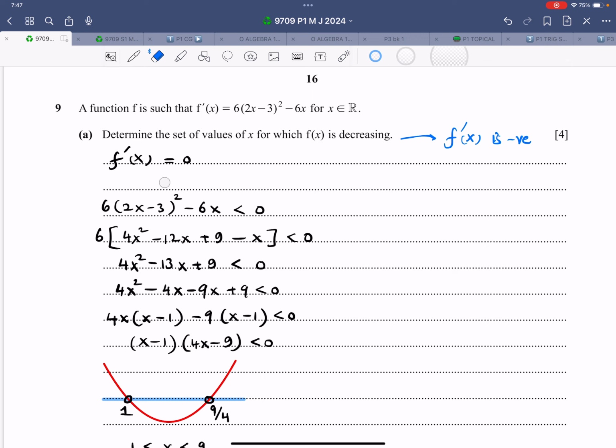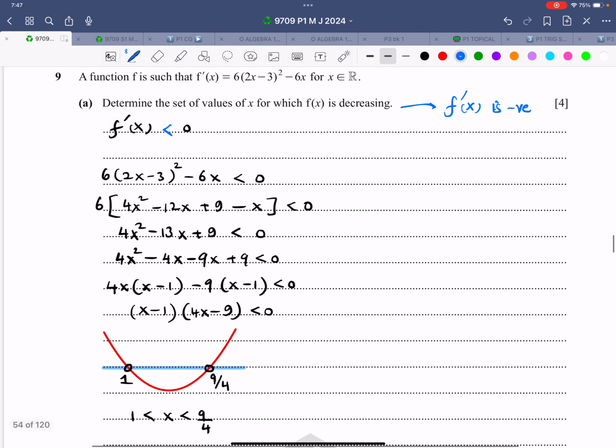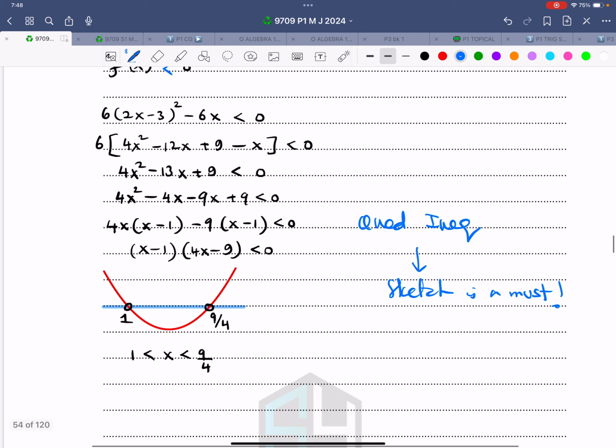So now let me just remove the small sign over here. This is less than 0. And then what I have done is that I have taken the 6 common out. I have expanded this. This 6, 0 divided by any number is 0. Middle term factorization. And then since this is a quadratic inequality, remember drawing a sketch is a must, so that you will look at the sketch and give the answer.